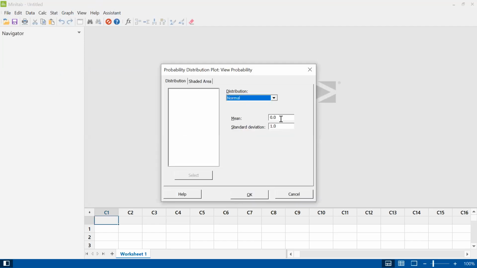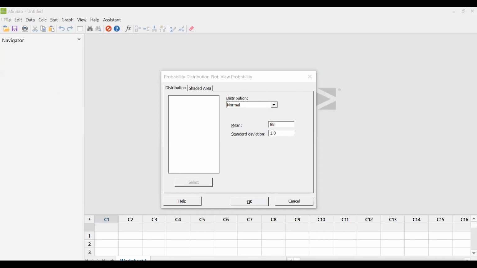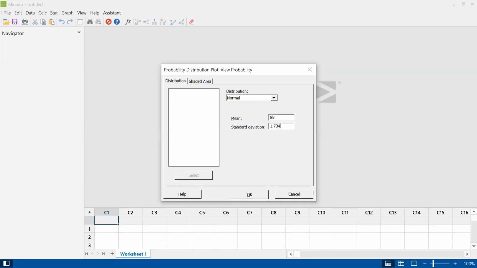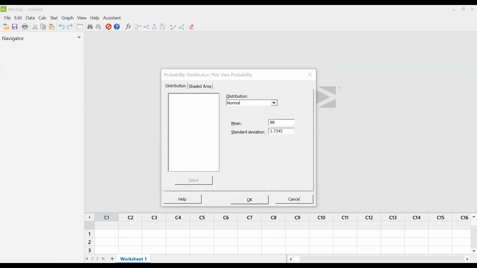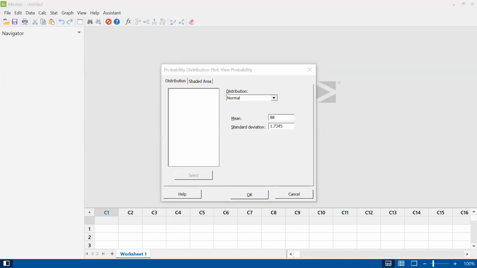Okay, I have normal distribution. My mean was 88. That was the average student score. And my standard deviation I found to be 1.7345. So remember, the standard deviation for a single student score was 19.